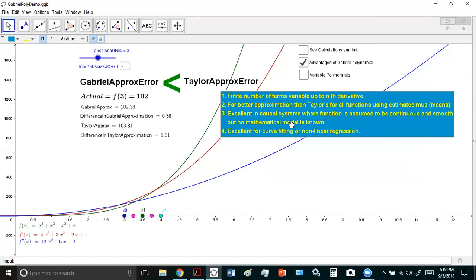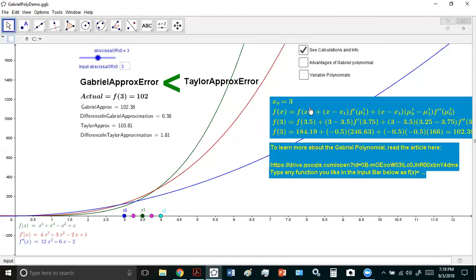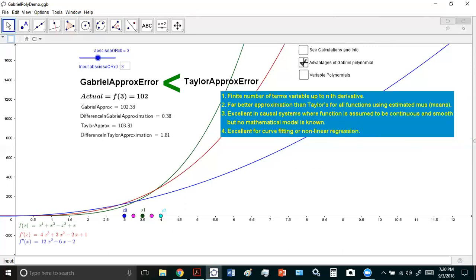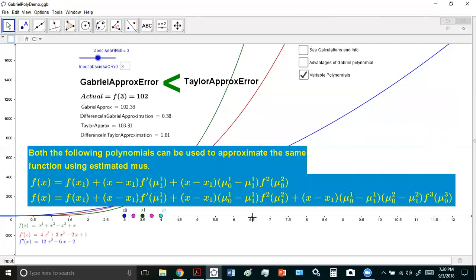model known. So for example, if you look at this particular format here, this closed form, these values here might be coming in from some kind of mechanical or electronic or analog device. They don't necessarily have to be based on a mathematical model, but on the assumption that there is a continuous and smooth model that works for that particular system. So it's also excellent for curve fitting and non-linear regression, and many other things which are too much to discuss in this video. And of course, a variable number of polynomials.